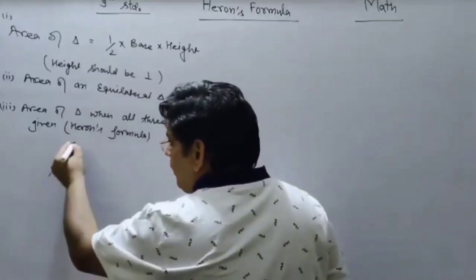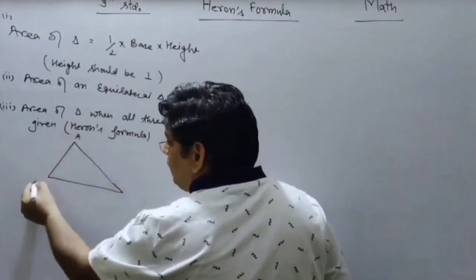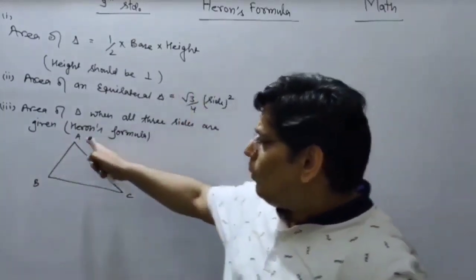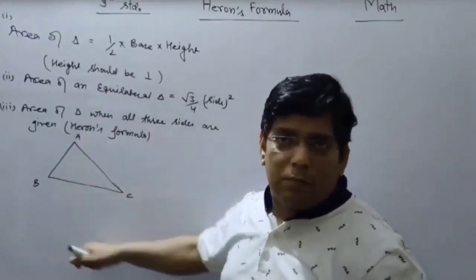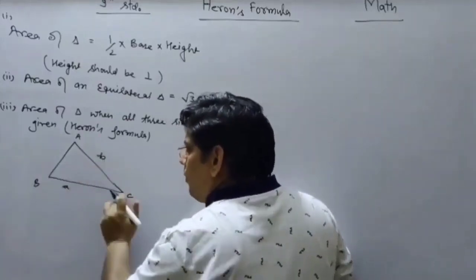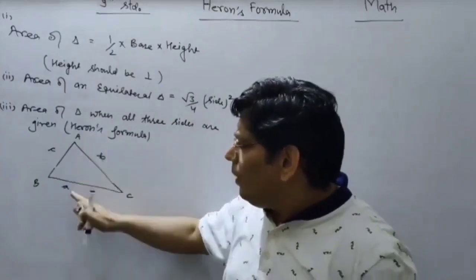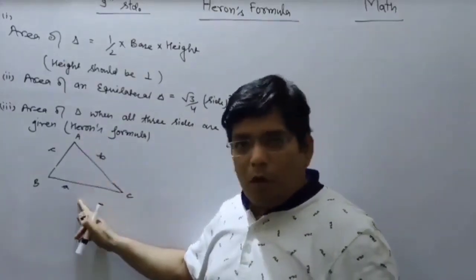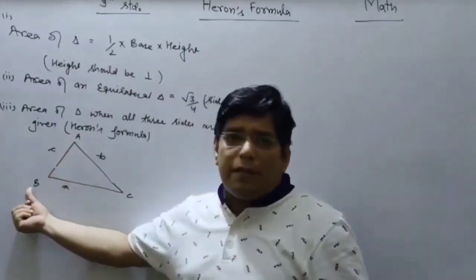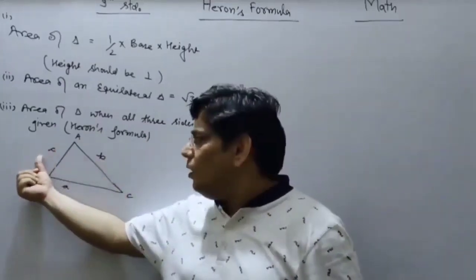Before we move to Heron's formula, we have to consider how we can use it. This is a triangle ABC. The opposite side of vertex A is small a, that means it will be small a, small b and small c. The side opposite vertex A will be small a, the side opposite vertex B will be small b, and the side opposite vertex C will be small c.